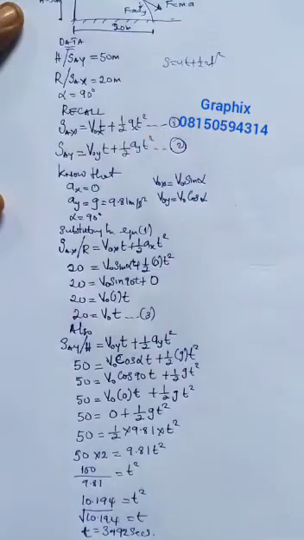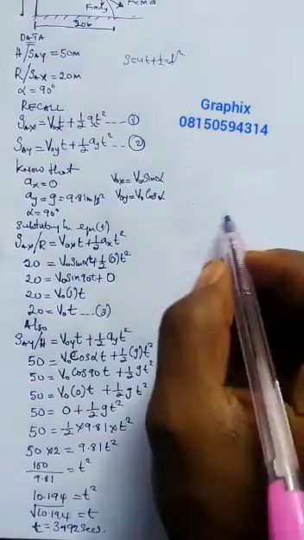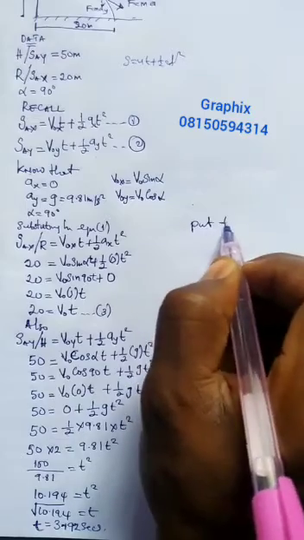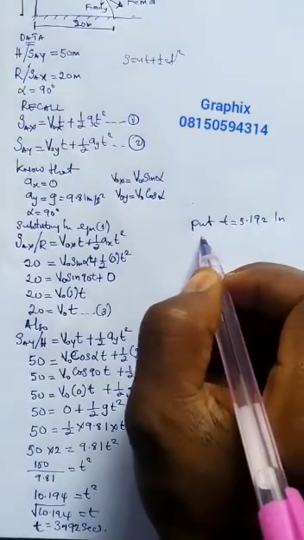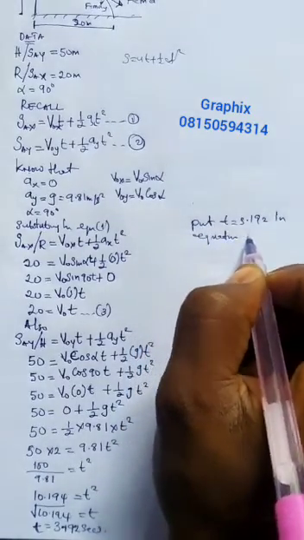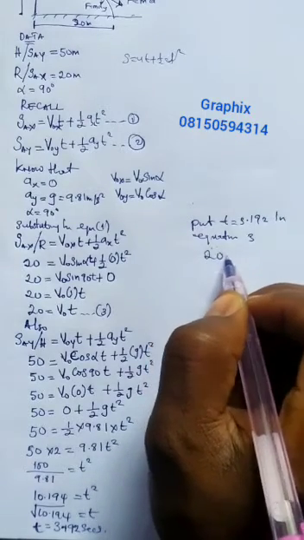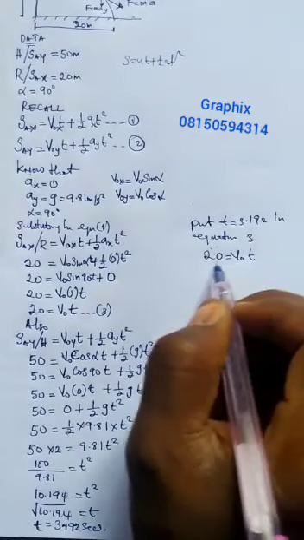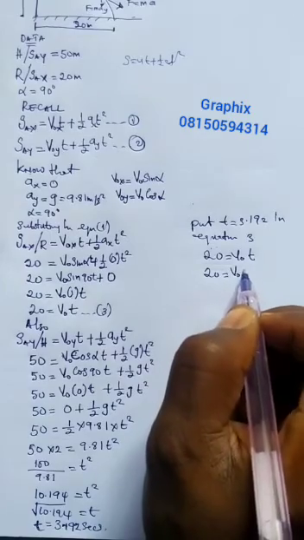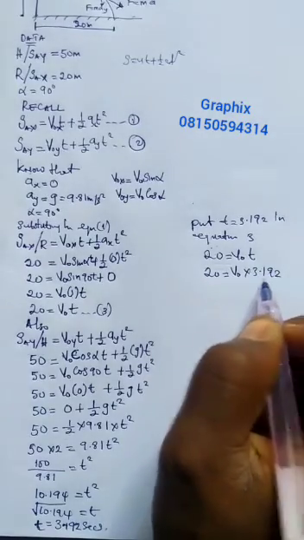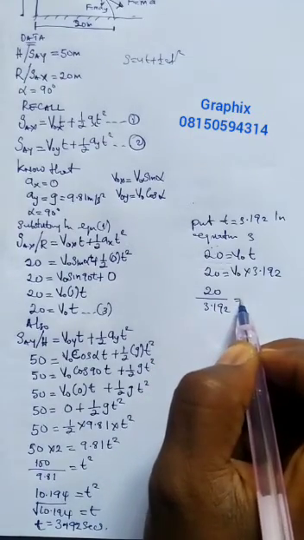So what you do here is this. I'll put T equals 3.192 in equation 3. So my equation 3 is given as 20 equals V naught T. So 20 will be equal to V naught times 3.192. So 20 all over 3.192 is equal to V naught.